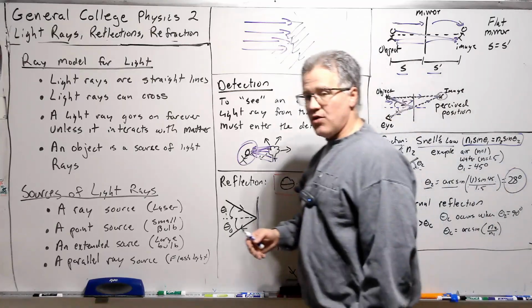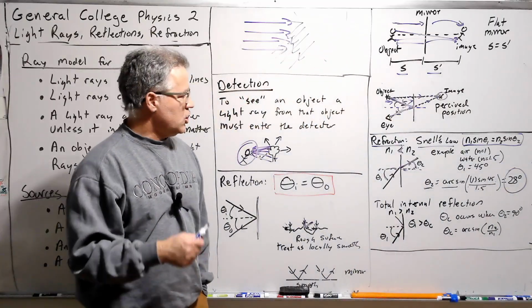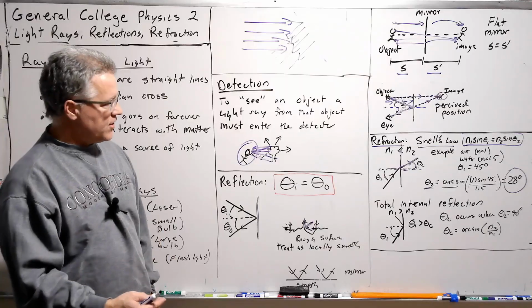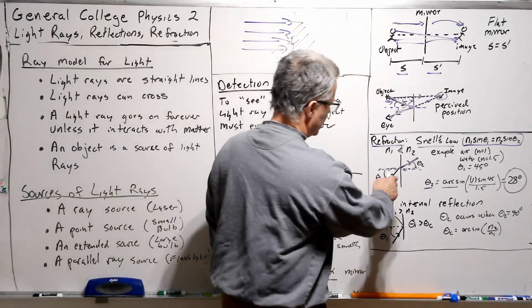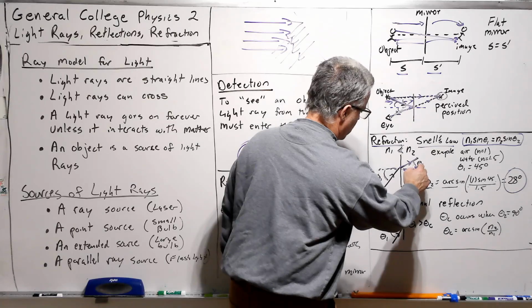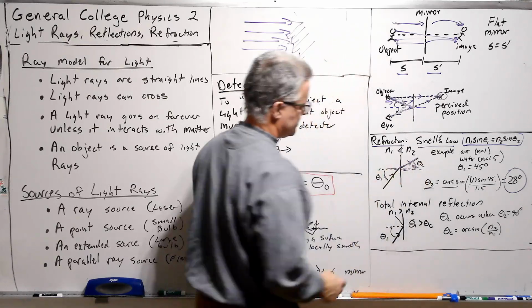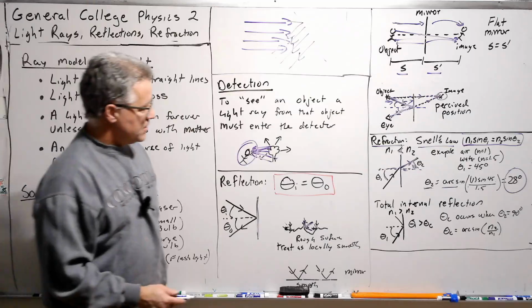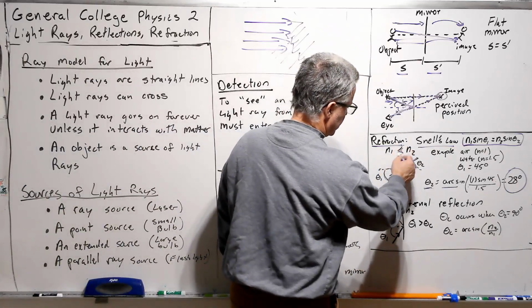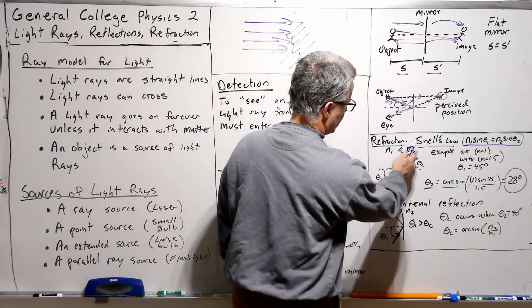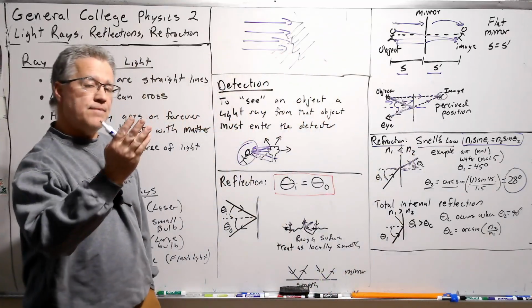And this is something that's always going to be true if we're going from a lower index of refraction to a higher index of refraction, that the angle is going to bend towards the normal. It's going to bend towards the normal. Now, if we were to flip these around, if n1 was greater than n2, then we would bend away from the normal.